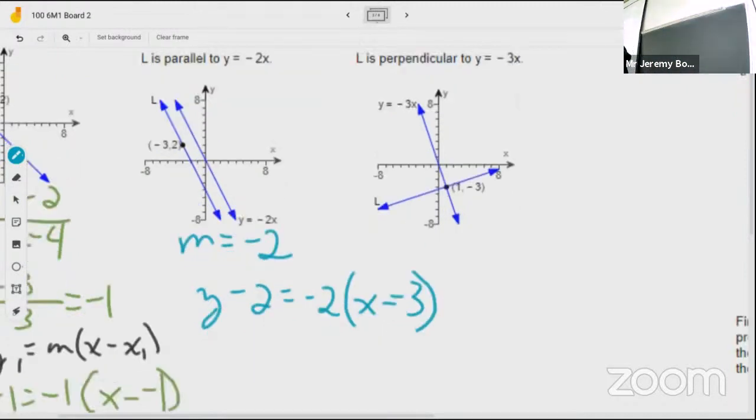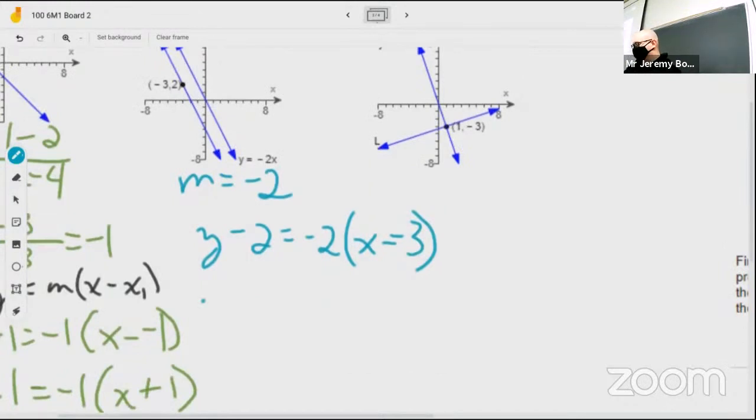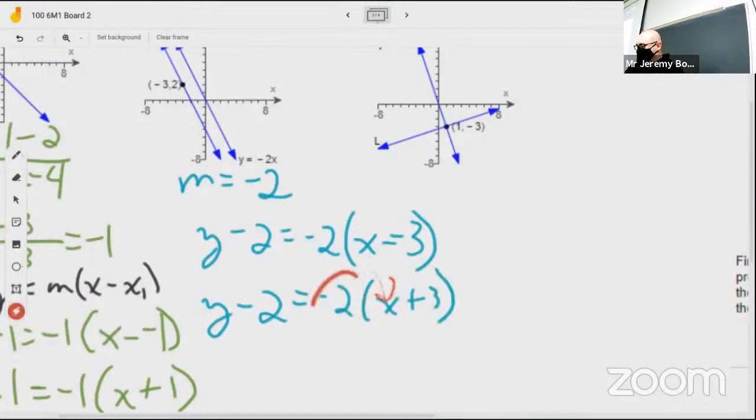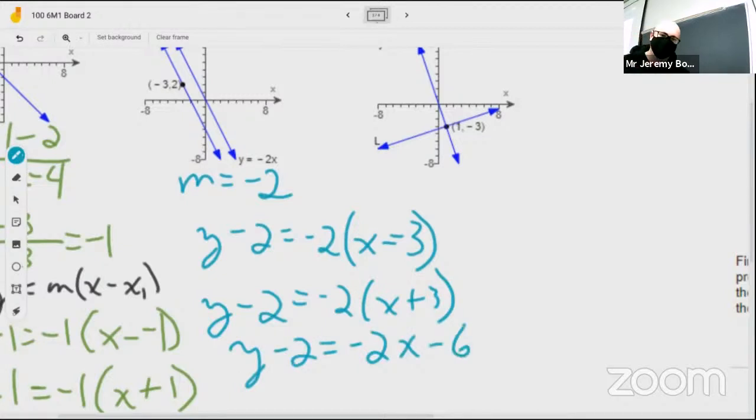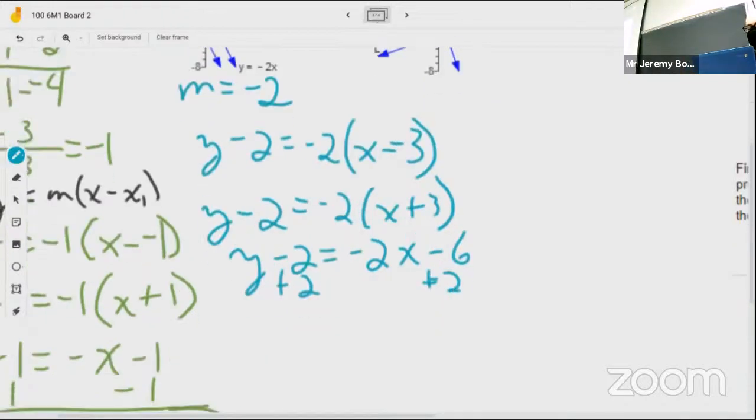And let's work that out. Let's simplify with the stuff in that parentheses first. So we have y minus 2 equal to negative 2 times x plus 3. Let's go ahead and distribute that negative 2 to the x and to the positive 3. So we'll have y minus 2 is equal to negative 2x minus 6. Make sure you distribute to the 3 as well. And we're going to add 2 to both sides of our equation to solve for y. We're going to have y is equal to negative 2x minus 4.